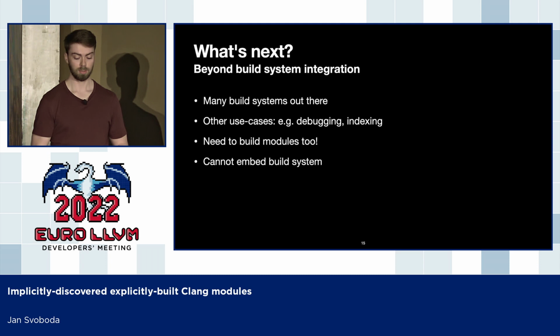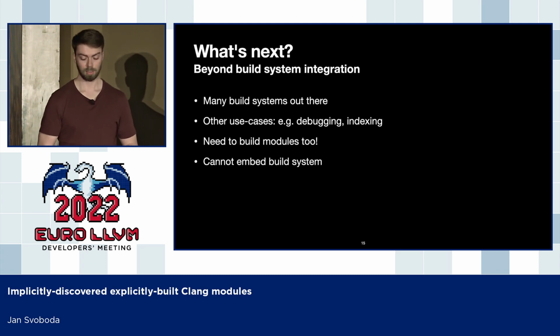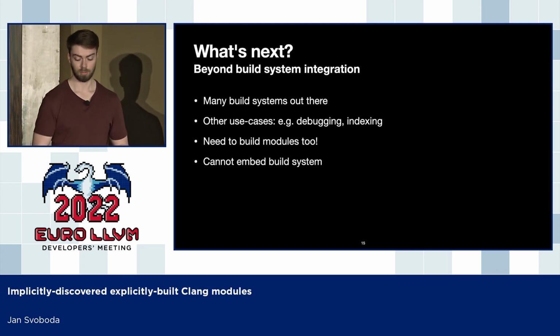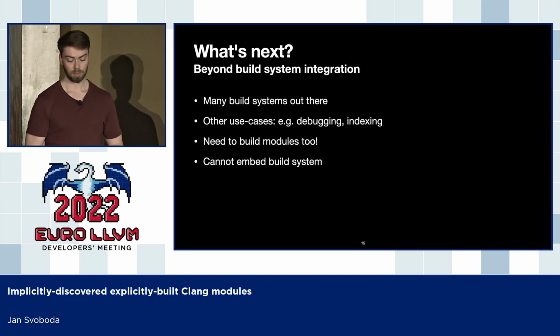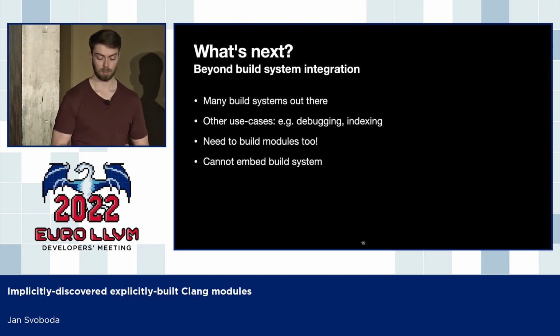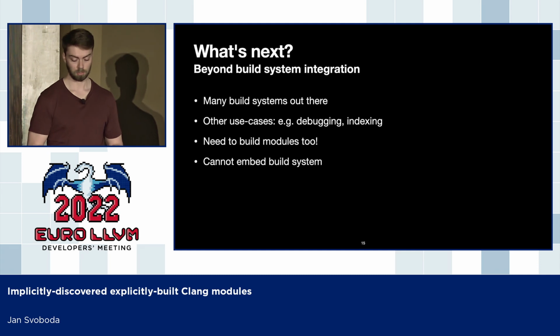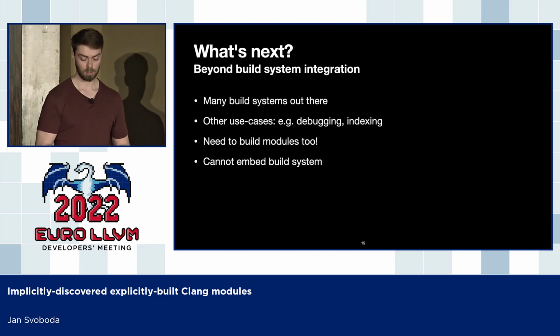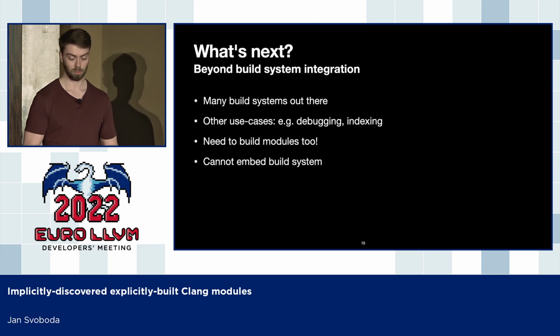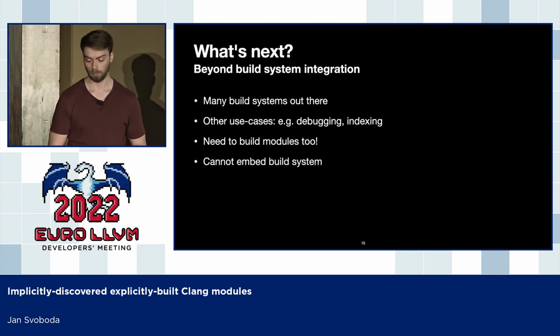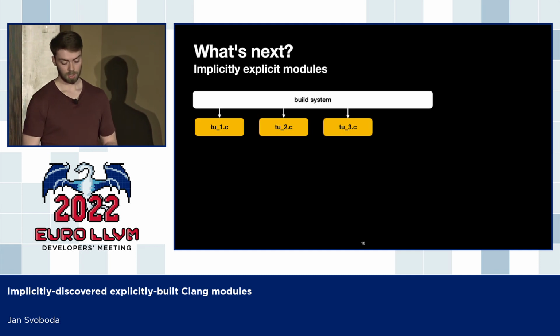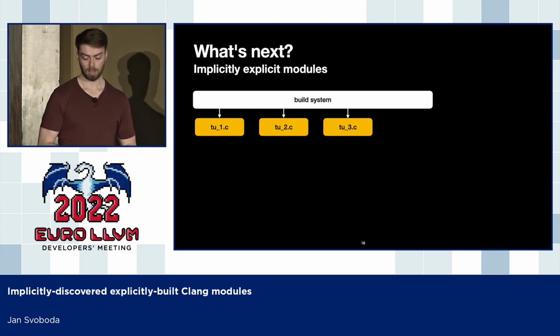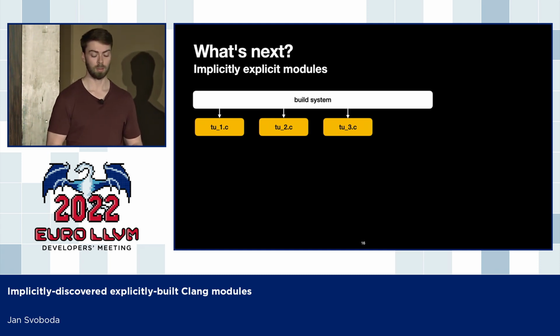But there are lots of build systems out there, and we can't realistically make Clang modules explicit in all of them. Moreover, we have other tools that need to build modules, for example, the debugger or indexer, to name a few. Those tools don't always have a build system at hand, and embedding a build system into each of those tools is probably not the way to go. So one idea we have been playing with is a system that has the trivial build system API of implicit modules, but actually builds modules in a more centralized and orchestrated way.